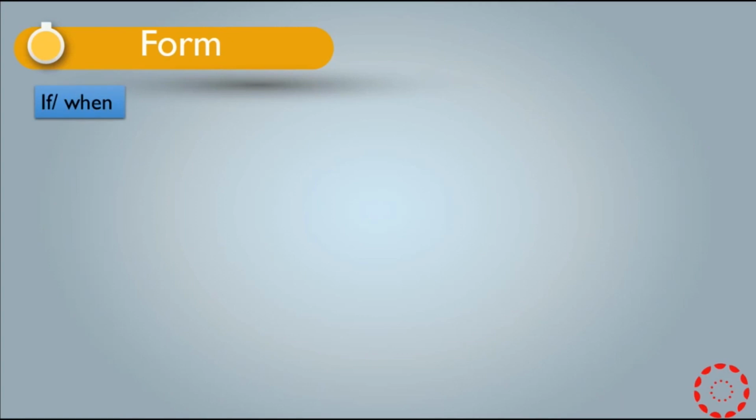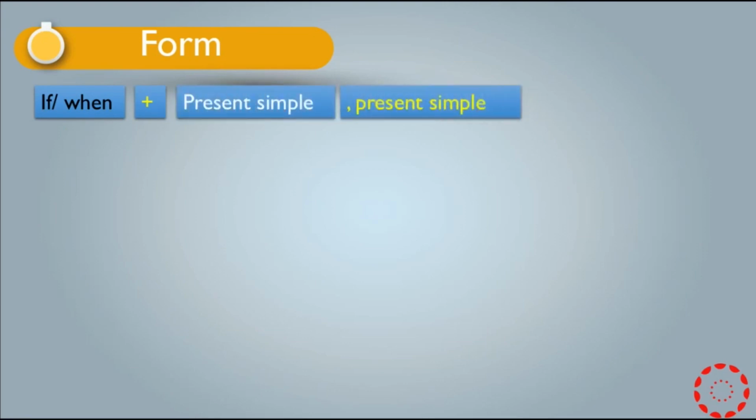It is up to the students which one is interesting and which one they are going to use, if or when. After if or when we have present simple, comma, present simple. So in both sentences, after if or after when, the sentence should be present simple, and also after the comma the sentence should be present simple.